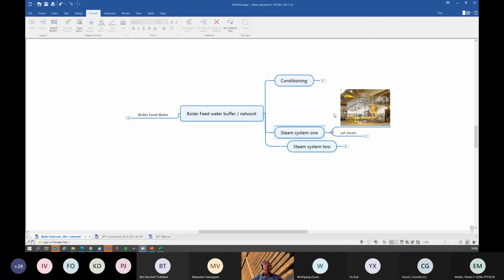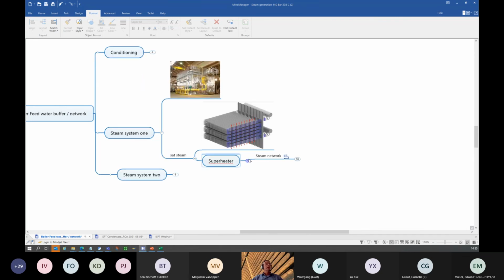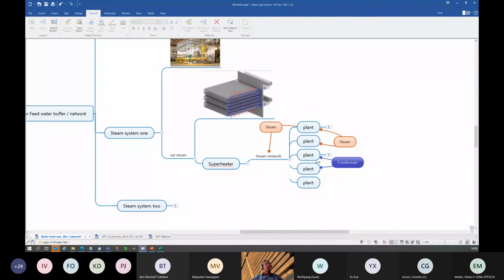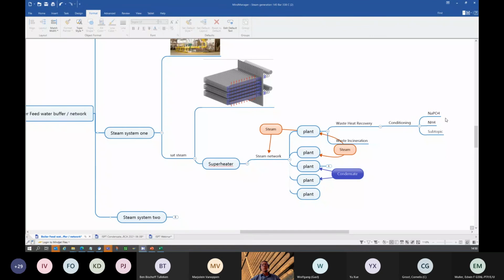So we have a steam production unit which produces saturated steam. Then we have a superheater, and after the superheater we have the steam system. On, let's call it the northern side, we have several plants that use the steam. Some of those plants make steam from waste heat recovery, and they do their own conditioning with phosphates, with ammonia, with whatever else you can find. You've heard a lot of possibilities today. Some have steam production from waste gas incineration.